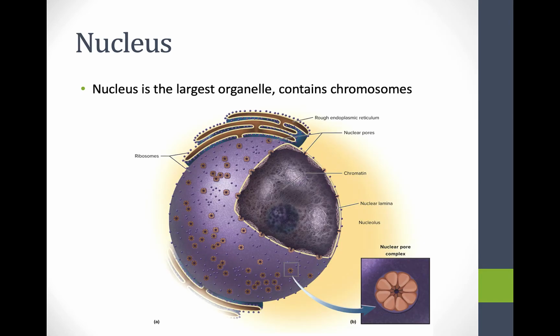So starting from the center, we have the nucleus, and the nucleus is the largest organelle. When you look at cells under the microscope, this is the one you're going to see, and it holds the DNA. So all of the DNA is stored in chromosomes, and they look kind of like spaghetti inside of the nucleus. Inside the nucleus, there's a little dense spot called the nucleolus, and that nucleolus is actually what makes ribosomes.